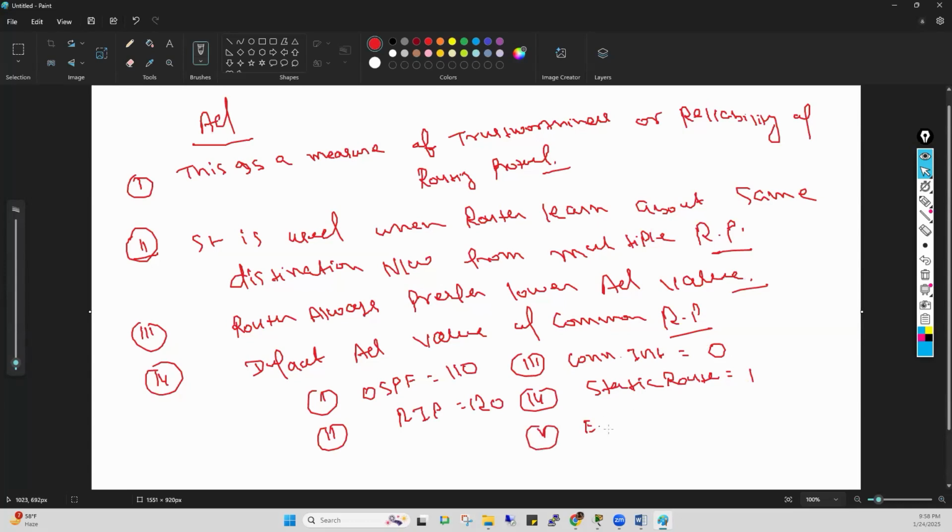If you are using EIGRP, in case of EIGRP, there are two AD values. One is 90 and the second one is 170. If you are using the internal EIGRP, then AD value will be 90. If you are using the external EIGRP, then AD value will be 170. Clear? Understand? So basically, guys, these are the common routing protocols and these are the AD values for these routing protocols. I hope this is clear to all of you, right?